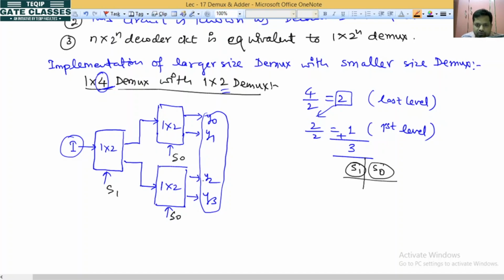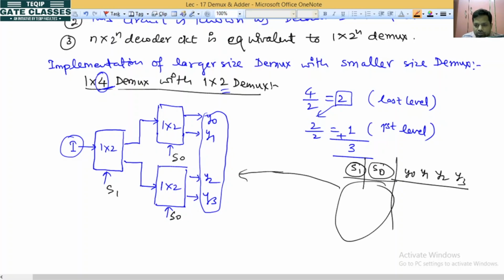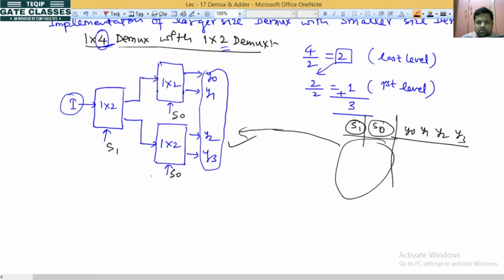If you want to verify, you can verify from the table. You make the truth table of the 1 cross 4 mux here and you just verify each output with the help of this circuit. So this is all about the demultiplexer circuit.